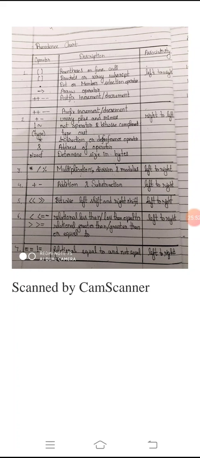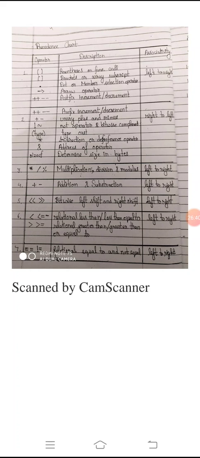We have parenthesis, square brackets, the dot operator or member selection operator, and the arrow operator. We will check the use of each and every operator once we move further in our subject. Then we have postfix and prefix increment and decrement operators. Now, if these operators are involved, then they must be calculated first in our expression.